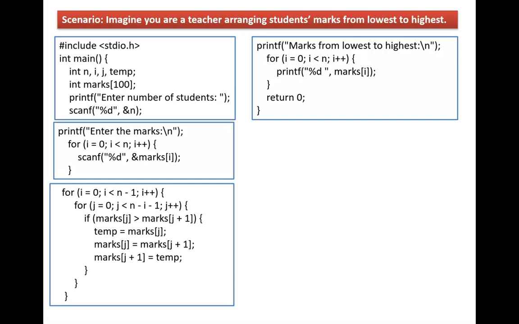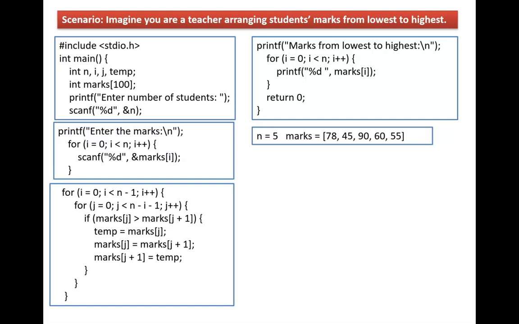We will check. So after the for loop, what do I do? I am trying to print the marks from the lowest to highest. I use a for loop and a printf statement to print marks of i. Now let us understand the core part of the program.